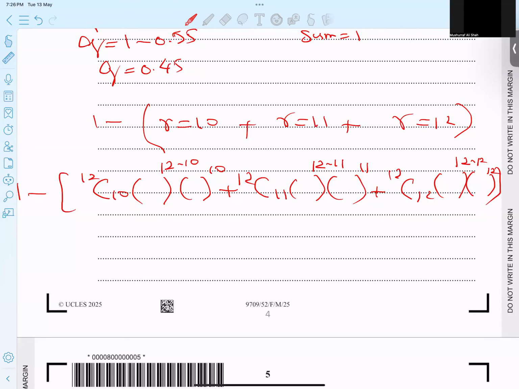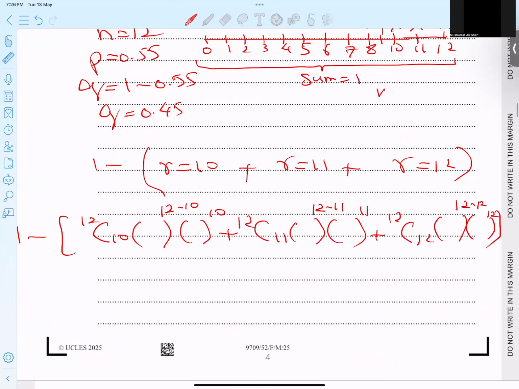And first the Q value, because basically the formula is what? nCr Q to the power n minus r, P to the power r. And Q is this one. So in each first bracket 0.45, second bracket 0.55, 0.45, 0.55, 0.45, 0.55.